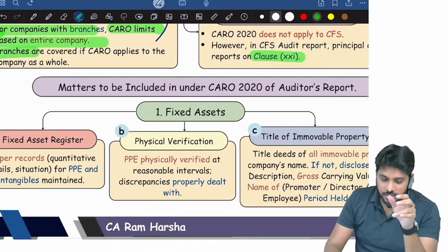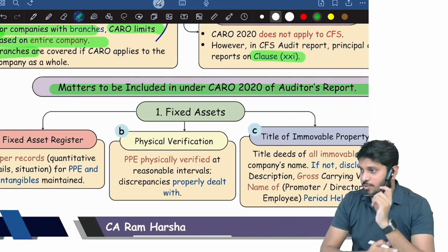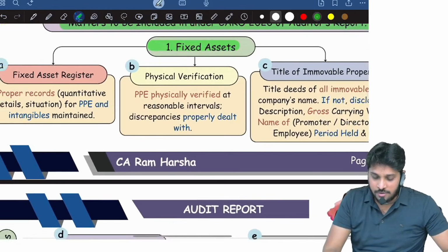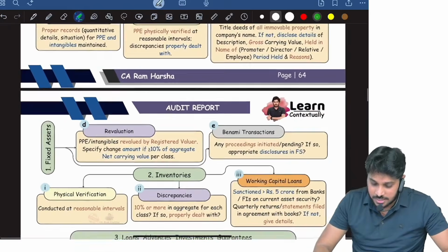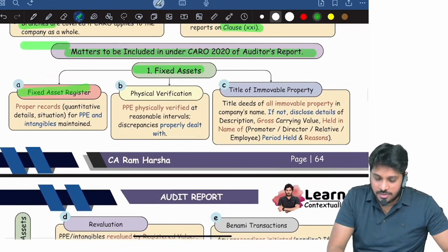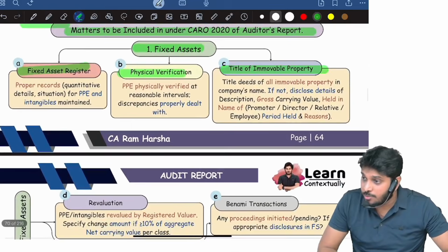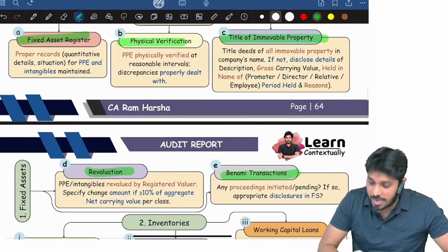Now, what are the various matters that are included in CARO 2020? There are 21 clauses totally. First clause is fixed assets. Under fixed assets, there are totally 5 matters. What are they? Fixed asset register, physical verification, immovable property title deeds, revaluation aspect and Benami transactions.